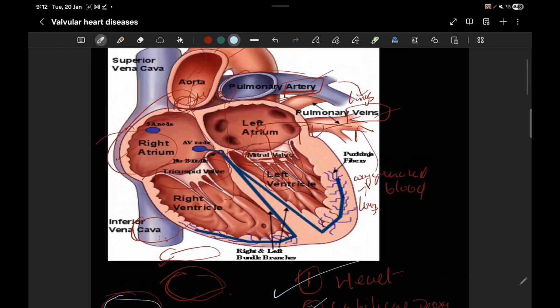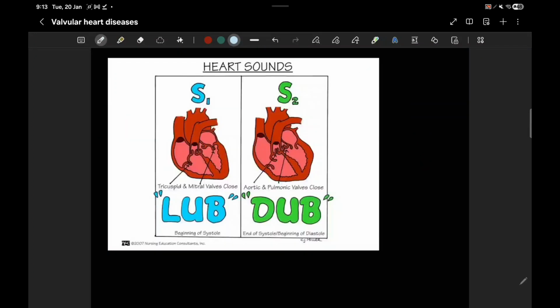So let's discuss the topic today, valvular heart disease. Let me tell you about the heart sounds. The S1 and S2, when we auscultate, we hear lub, dub. The lub, S1, is produced when the two valves we discussed earlier, the tricuspid, present between the right atrium and right ventricle, and the mitral valve, present between the left atrium and left ventricle, close. We hear the lub sound.